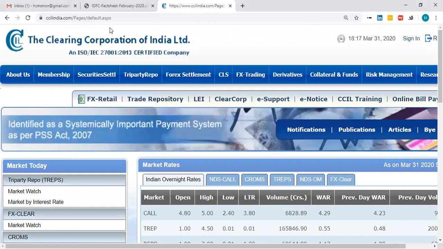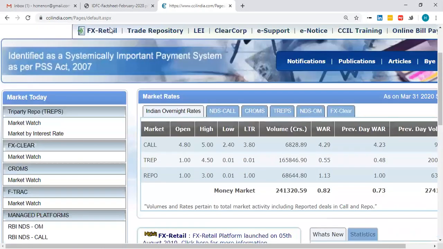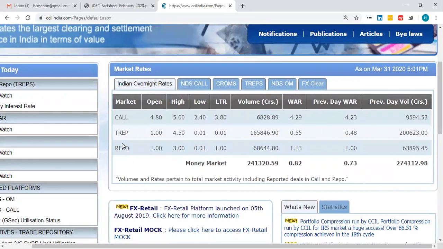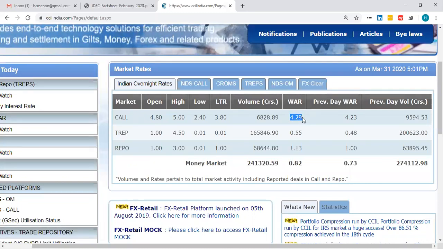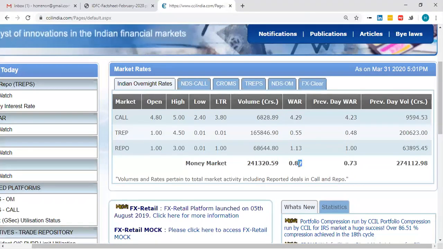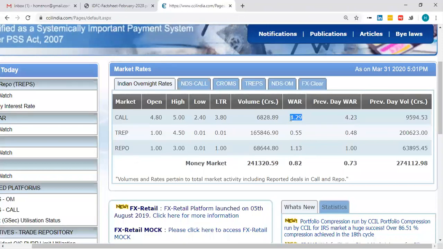CCIL is the clearinghouse for the bond markets. On the home page, you are seeing the overnight rate. This is the 1 day call rate. Today's weighted average was 4.29. Overall, across all segments, weighted average was 0.82. This is what a typical mutual fund ends up earning, something close to these two rates. This is interbank. This is called the interbank rate. So currently it is at around 4.3. This is what is indirectly influenced by RBI. This is RBI's targeted rate.